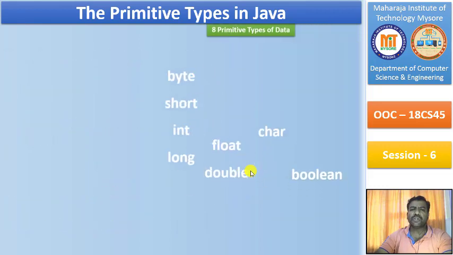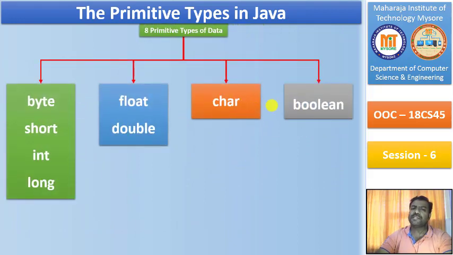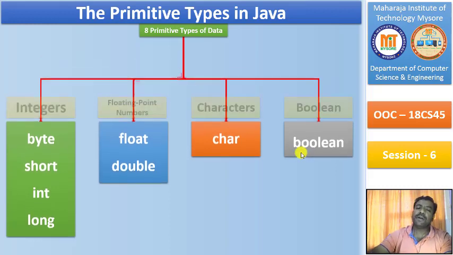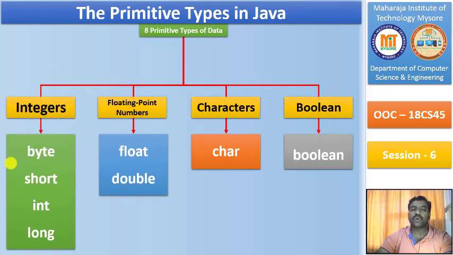Hence with this, if I look at the primitive types in Java, whatever I have just discussed, the 8 primitive types have been divided into 4 categories. That is, byte, short, int, long are put under one category, float and double under a second category, char the third category, and boolean the fourth category. And these categories are based upon the types of values they store.